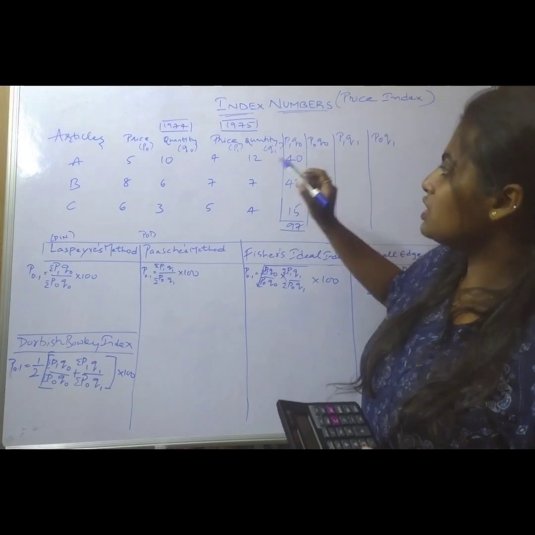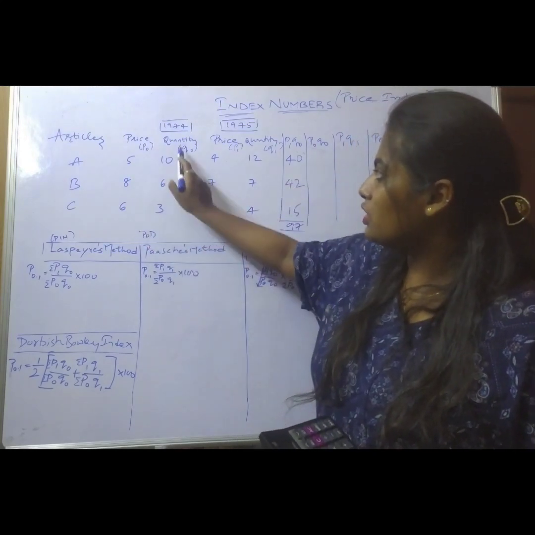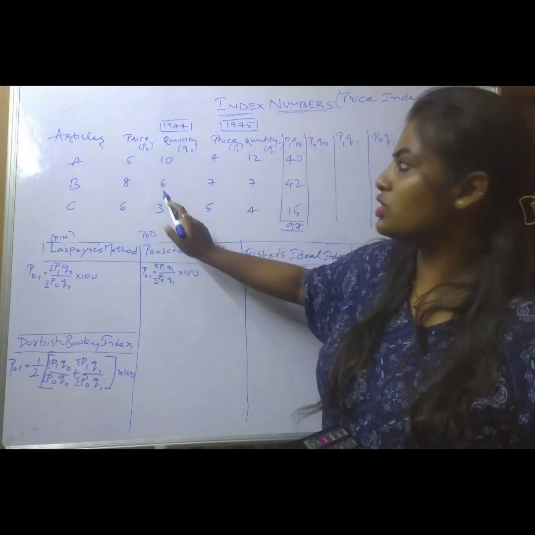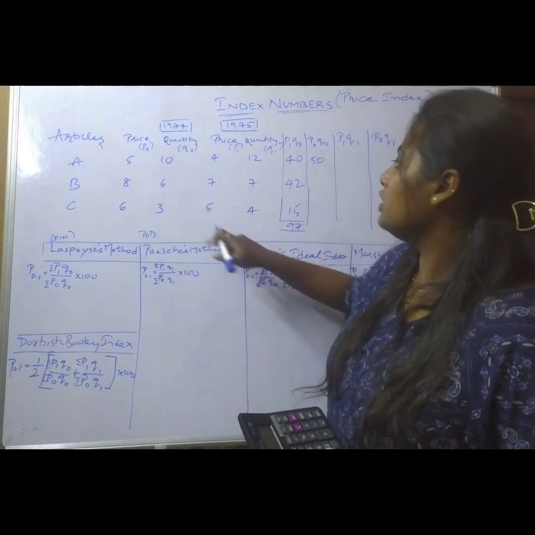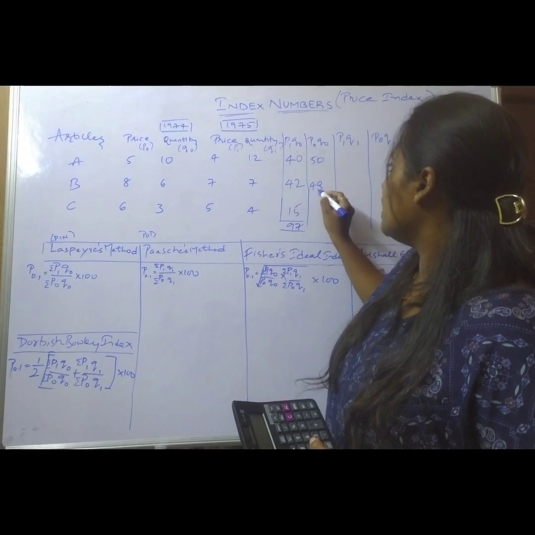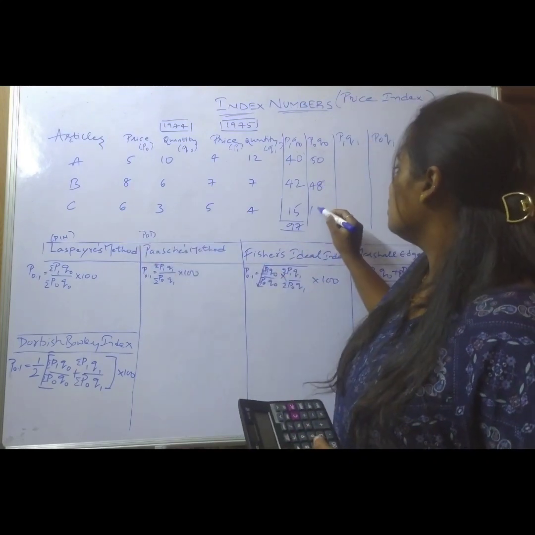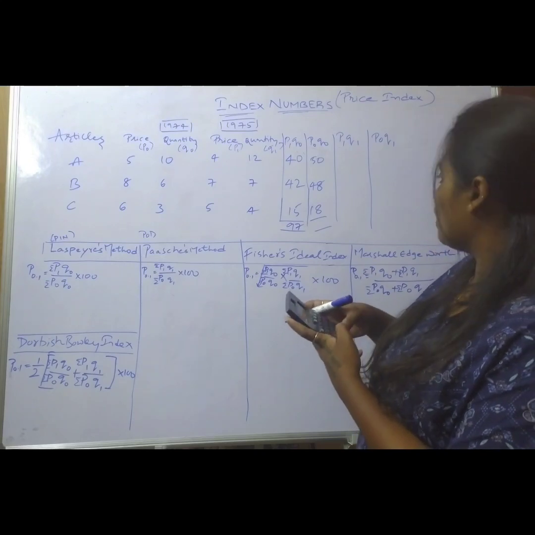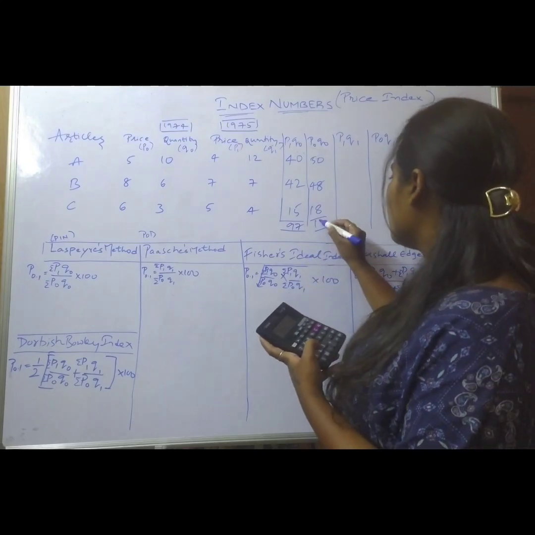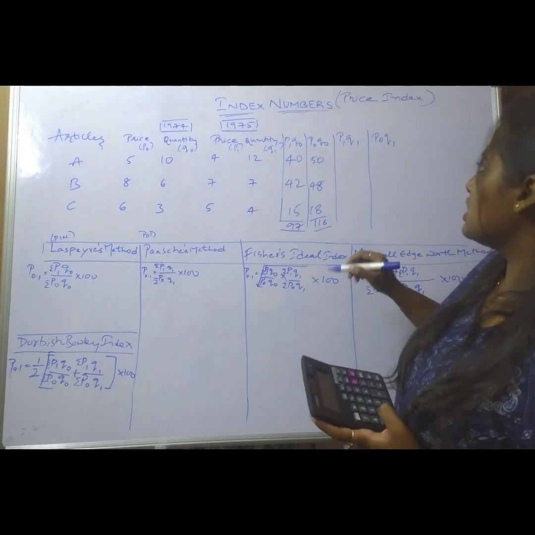And P0 into Q0. This is P0 series and this is Q0 series. So 5 into 10, 50, 8 into 6, 48, 6 into 3 is 18. We need summation for this. So it is 50 plus 48 plus 18, and it gives the answer as 116.